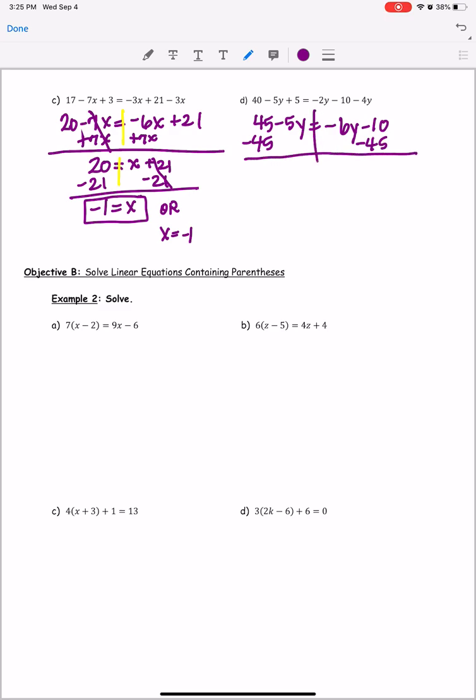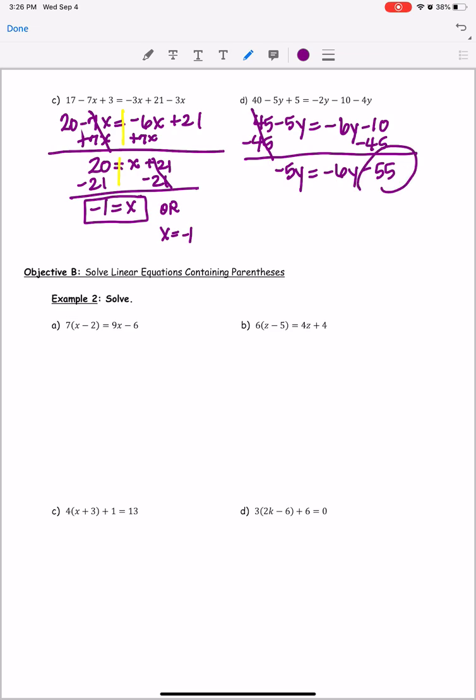Okay, and what I do to one side, I'm doing to the other side. 45 minus 45 is 0, so I'm left with negative 5y equals negative 6y. Negative 10 minus 45, same sign. Add and keep the sign. Negative 55.